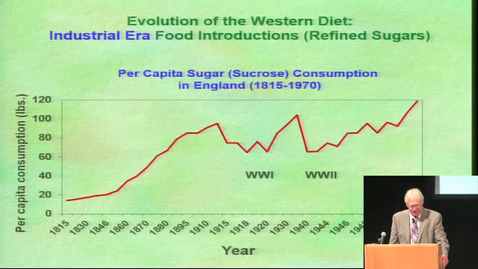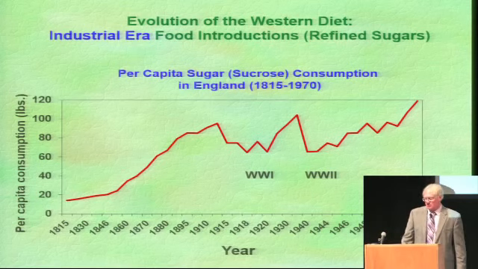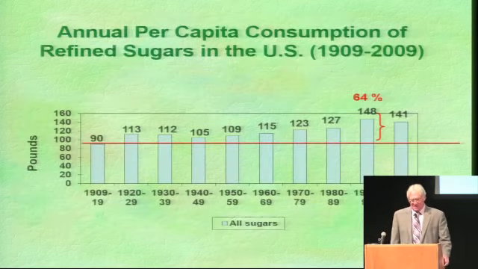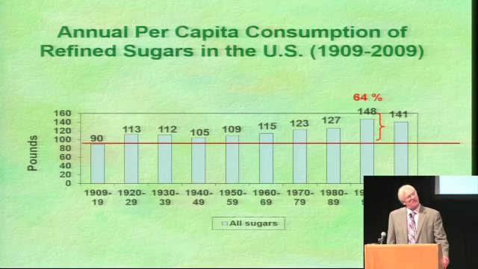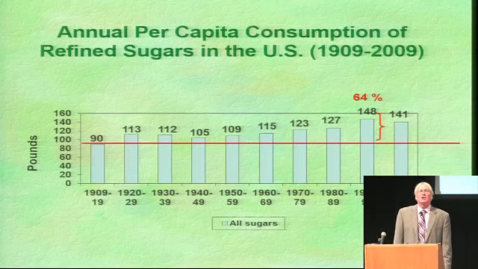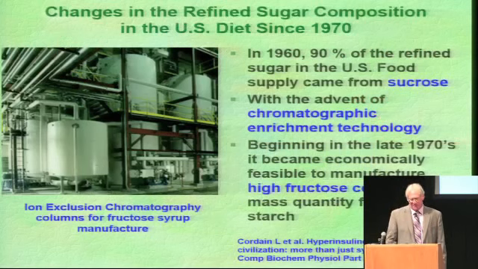This is data from England, and you can see then that except for the two world wars, sugar consumption rose steadily until about 1970. This is data from the United States for the last 100 years or so. And we've actually made a little bit of inroads into refined sugar consumption. It peaked in 2000, and over the last decade, it started to decline a little bit.